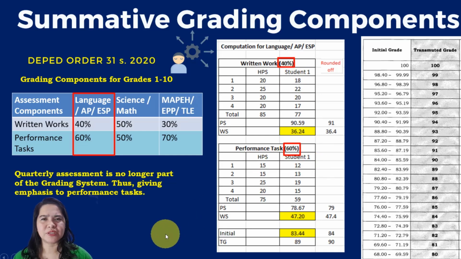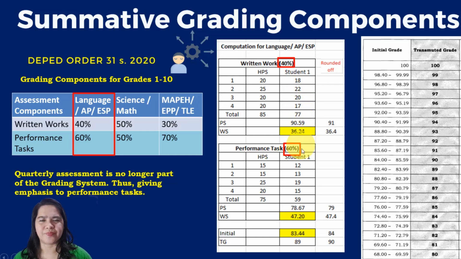Based on DepEd Order 31 series of 2020, we compute students' grade in language by following these steps. Step 1. We get the total for each component. In this example, we have the highest possible score in the first column, and then we got 77 as the student's total score by adding all the written scores of the student.